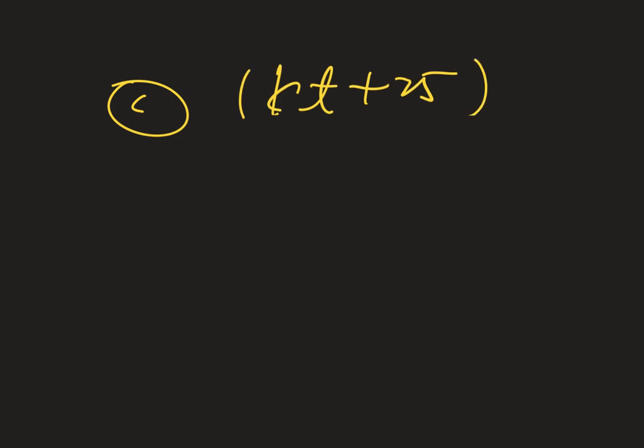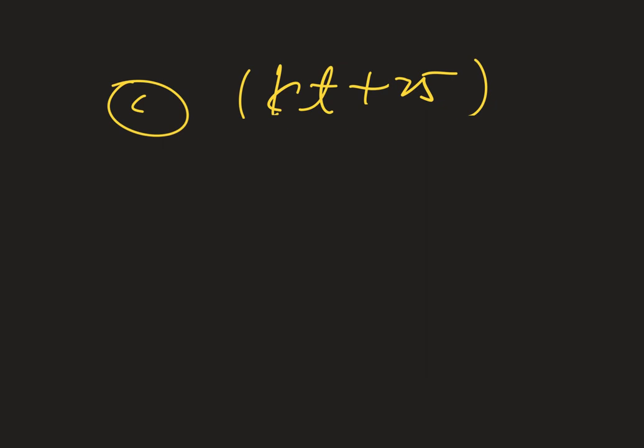Third question, question C. They give you that now it's empty again. The water is now poured into the container at the rate of kt plus 75 liters per second, where t is the time in seconds from pouring again, and the container is filled in 10 seconds. Find the height H. So the condition is given to us again.